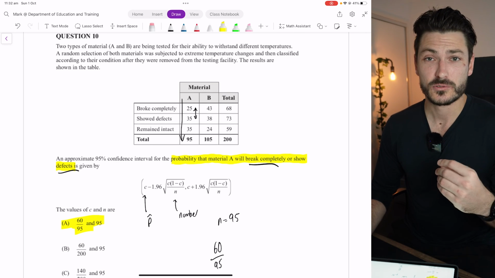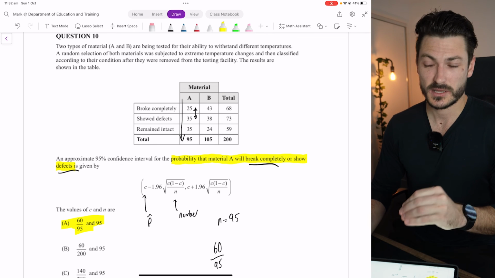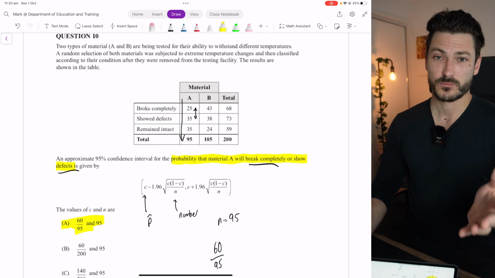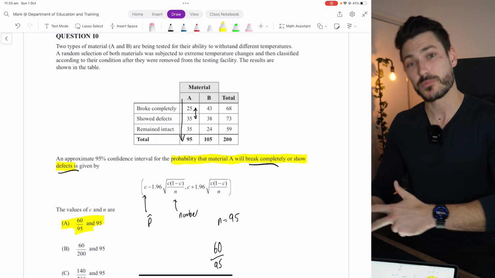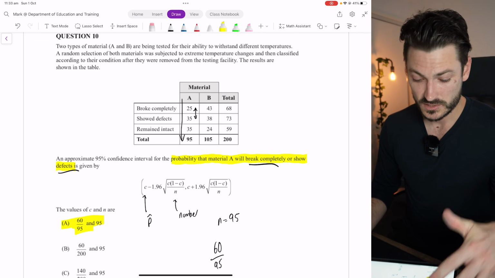Hopefully that helps. I'm going to do multiple choice questions, and essentially I'm going to do every external exam question for 2020, 2021, and 2022 in preparation for 2023. So make sure you stick around.